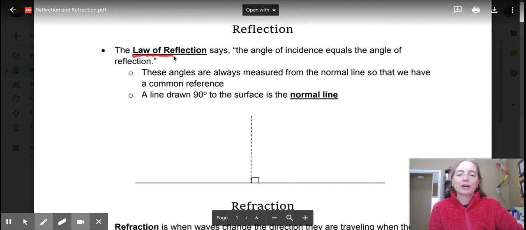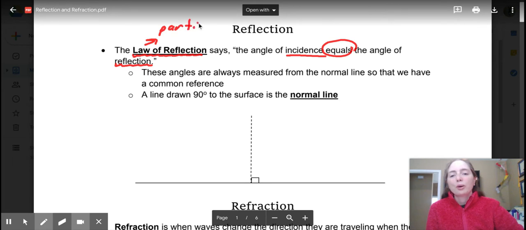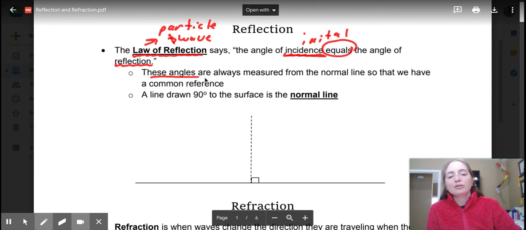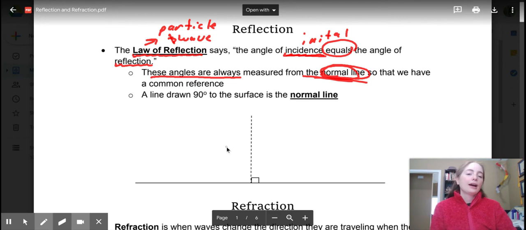All right, so, ladies and gentlemen, our law of reflection says that our angle of incidence is going to equal the angle of reflection. Now, the law of reflection works with both the particle theory and the wave theory of light, so it fits with both theories. Our angle of incidence is essentially our initial angle, our entry angle. These angles are always measured from the normal line. That's super important.